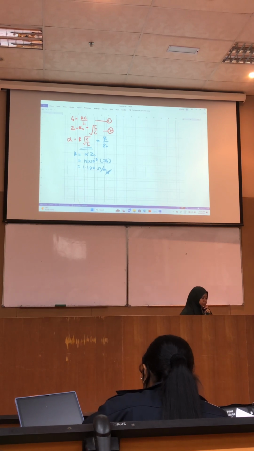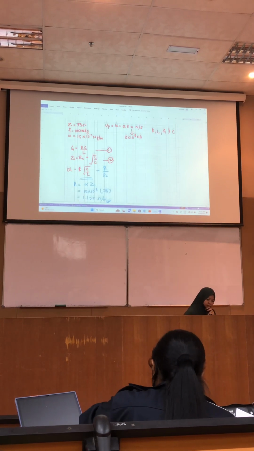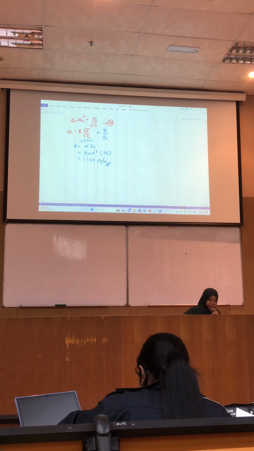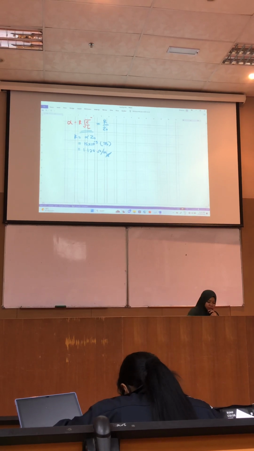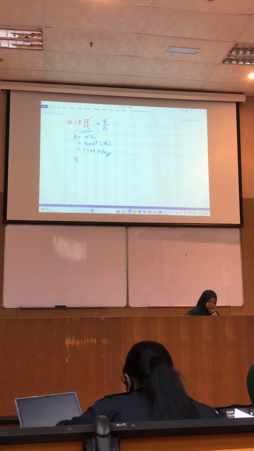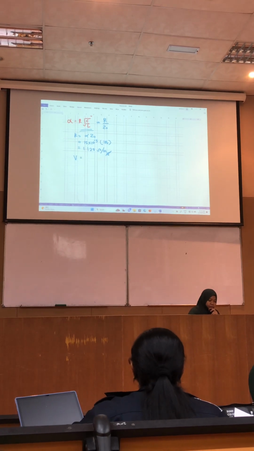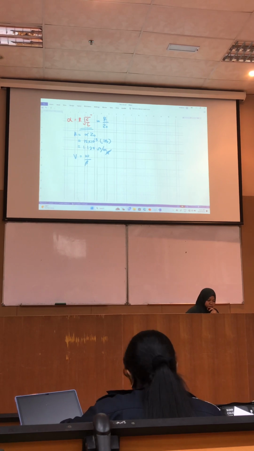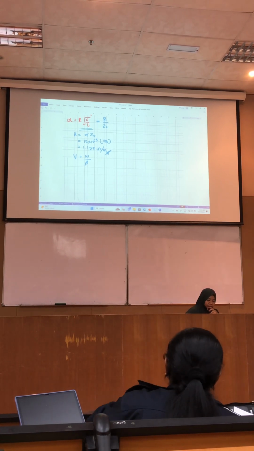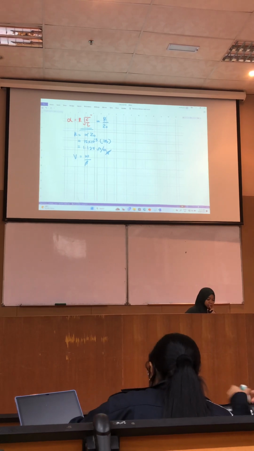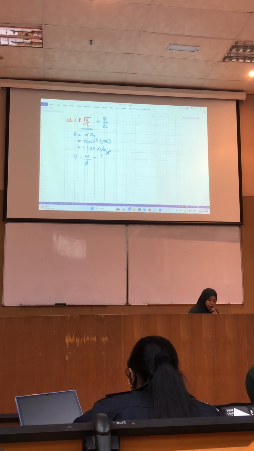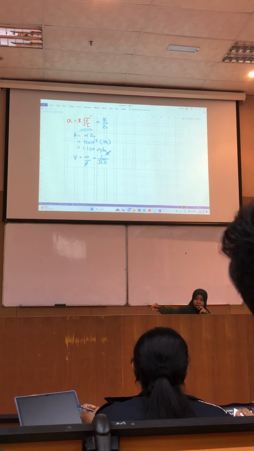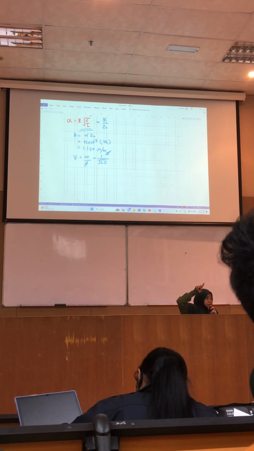What do we want to use now? What do we want to find? We already have R, now L, G and C. We use V equals omega over beta. We don't have beta, but V equals, sorry, V equals 1 over the square root of LC, right? In the slide, V equals 1 over the square root of LC.